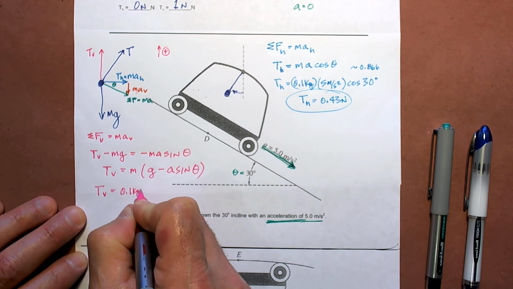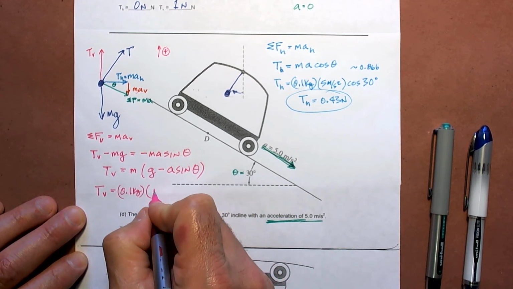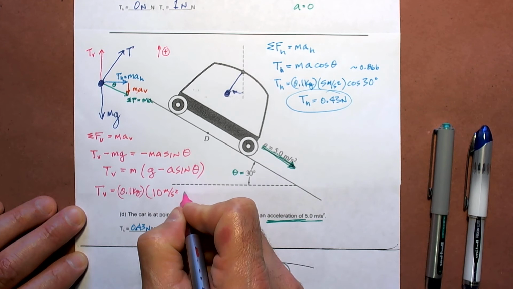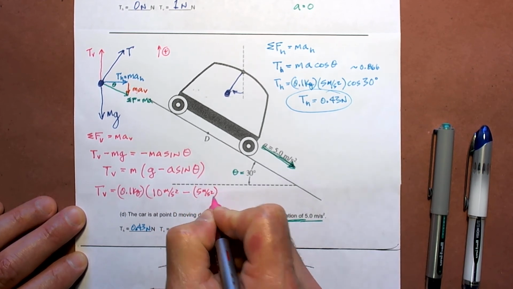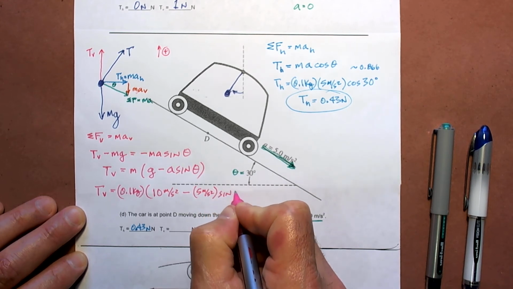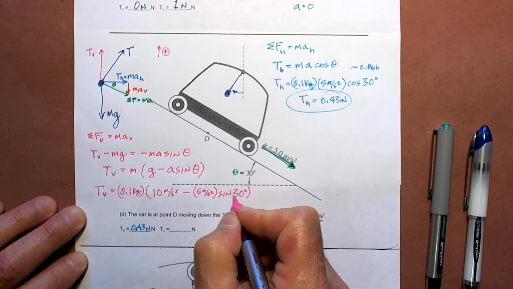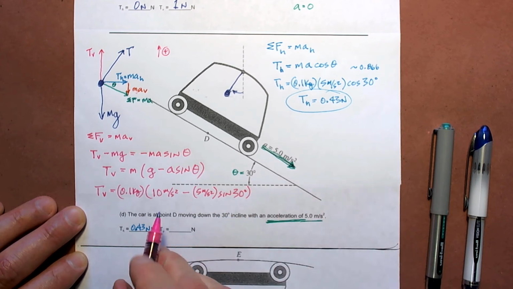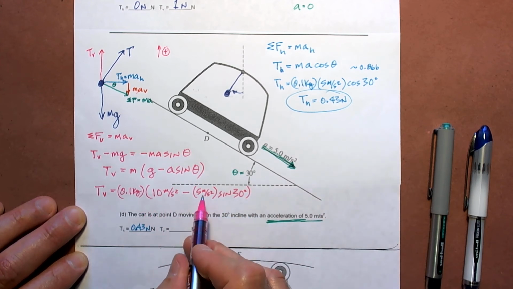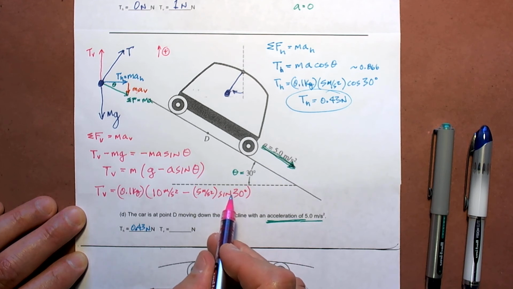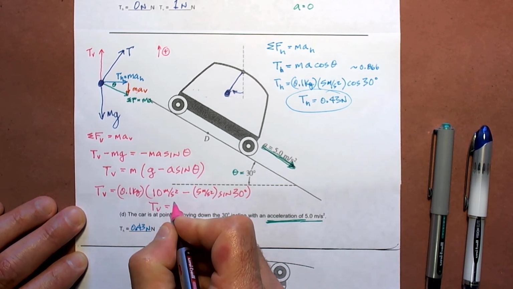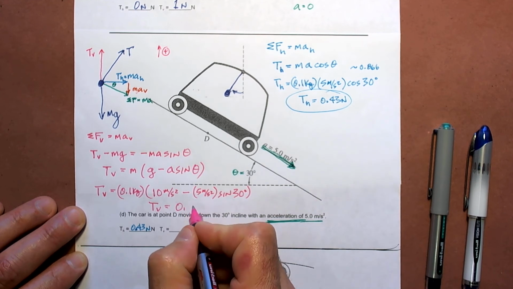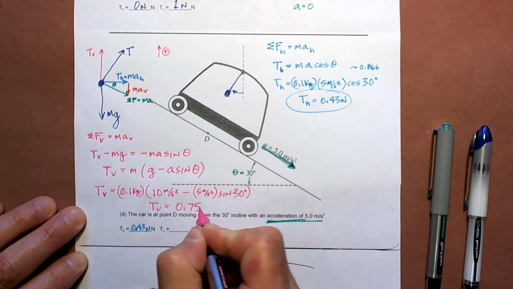0.1 kilograms times the quantity 10 meters per second squared minus 5 meters per second squared times sine 30 degrees. And if you remember, sine of 30 degrees is 1/2. So let's see what we got. 5 times 1/2 is 2.5. 10 minus 2.5 is 7.5 times 0.1. TV equals 0.75 newtons.